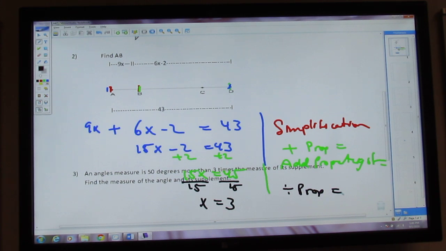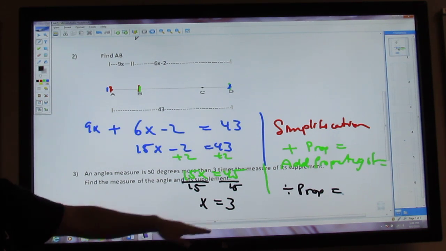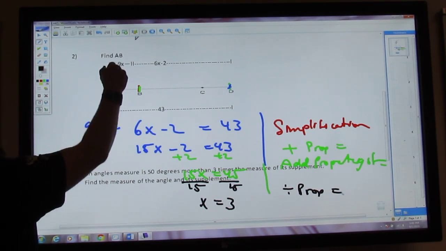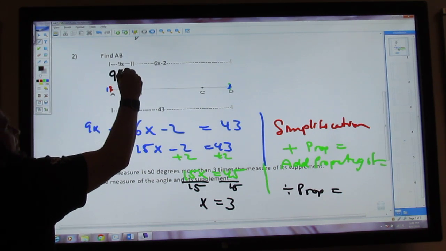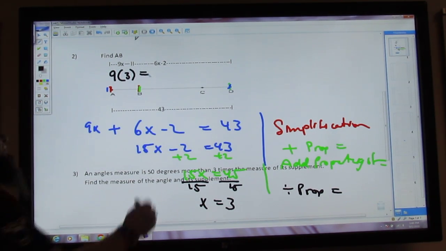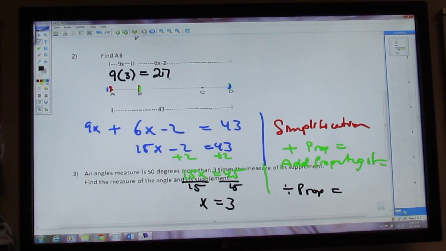Okay, so now we know that x is 3. The question was find AB. Well, AB is 9x, so that's 9 times 3, which is 27. And that's problem number 2. Good? So that's 1 and 2. So we'll stop with that.